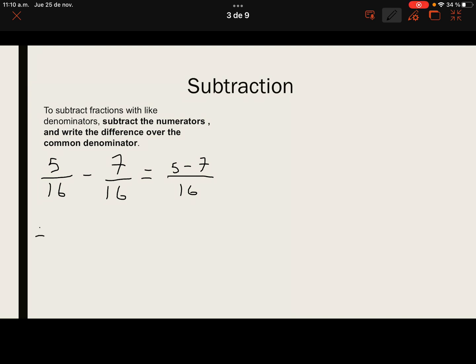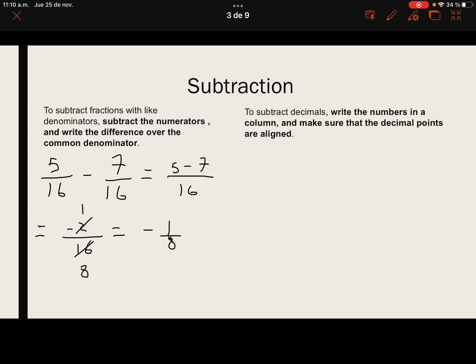Now let's solve the difference. 5 minus 7 is negative 2. Then negative 2 over 16, that is the common denominator. This fraction can be simplified, yes, by 2. Half of 2 is 1 and half of 16 is 8. Then the final answer is negative 1 over 8. As you can see, yes, fractions can be negative too.